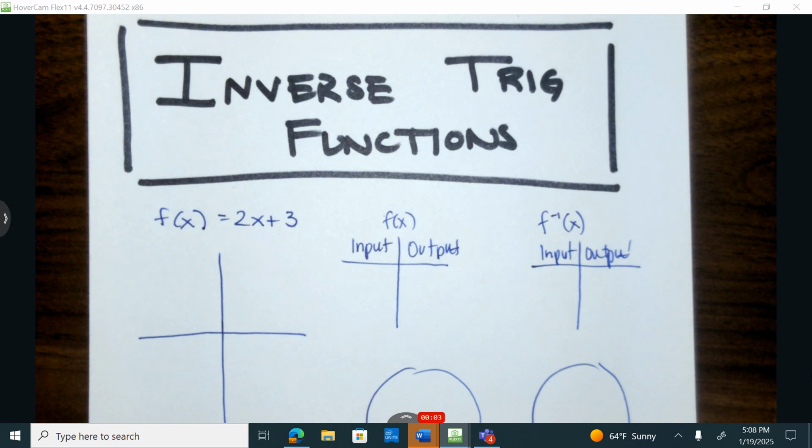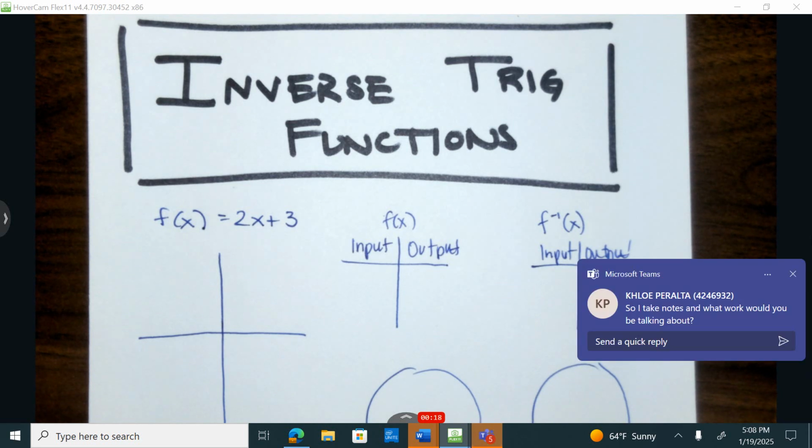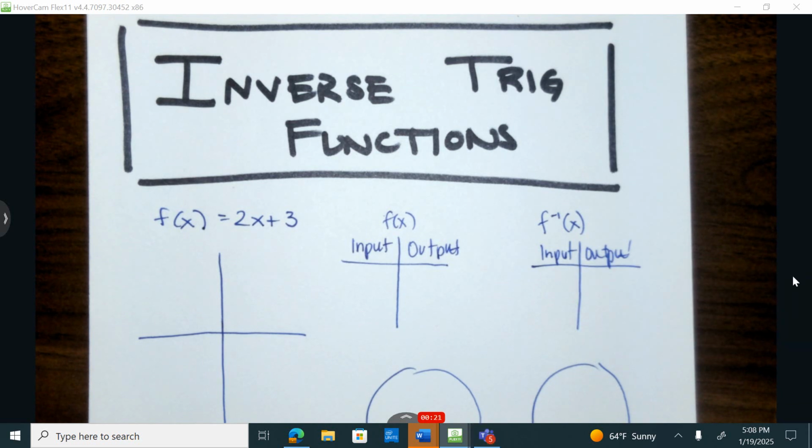Inverse trigonometric functions. Let's just first remember, what does it mean to be an inverse and also be an inverse function? So let's start back with what you learned during freshman year. If I provide you with an equation such as f of x or y equals 2x plus 3, the first thing I'm going to do is I want to visualize this.